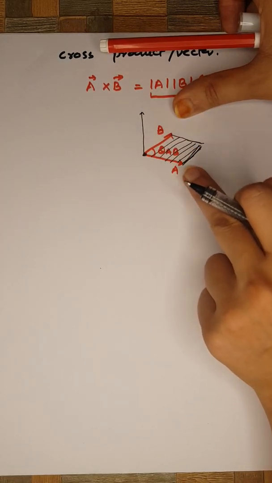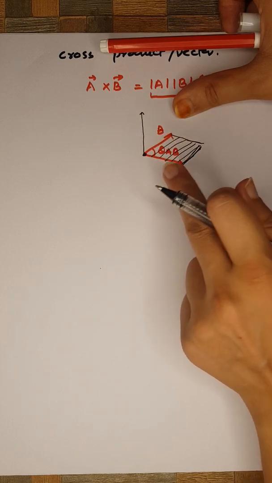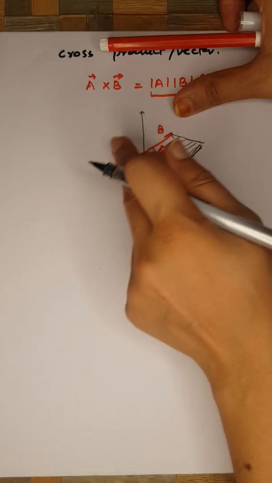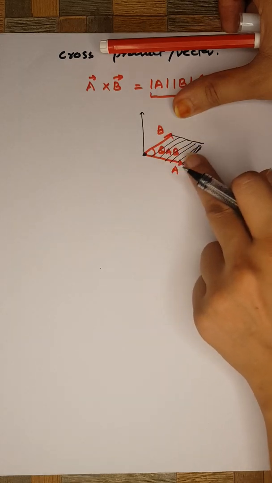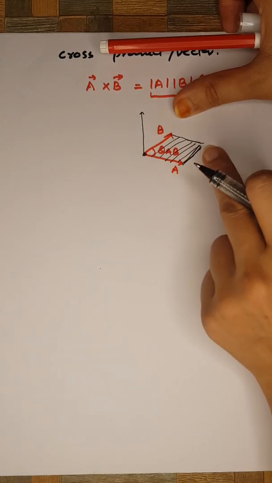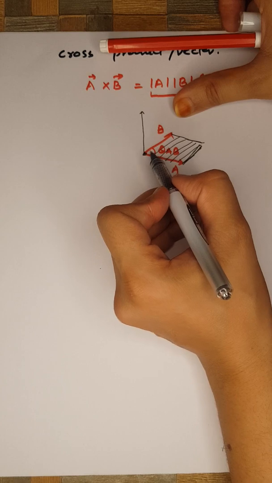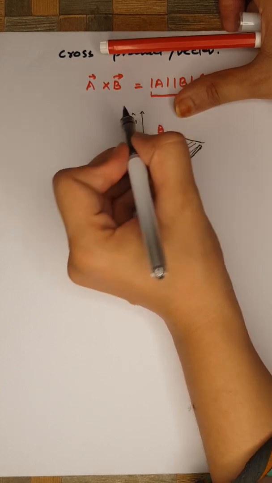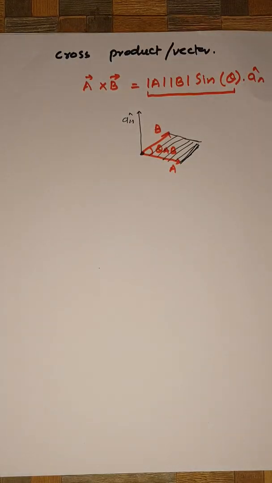So this A and B, or any two vectors that are not in the same direction, not in the opposite direction, form a plane, just like I have highlighted on this. All right, and this is the direction of the unit vector. Now let's see how we can determine the direction of this unit vector from the right hand rule.